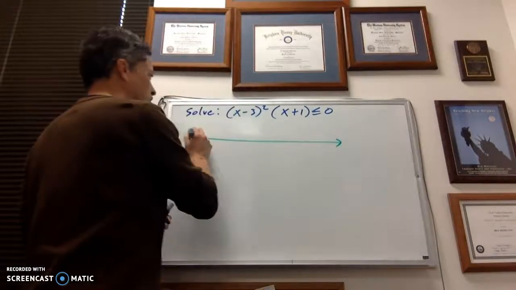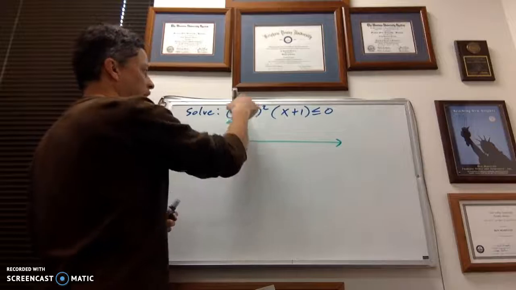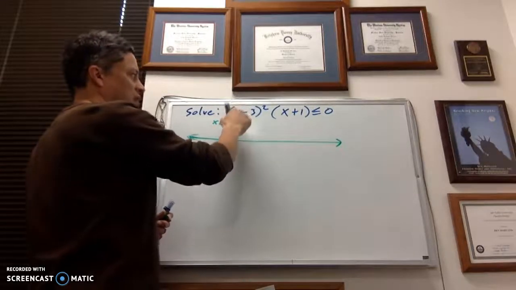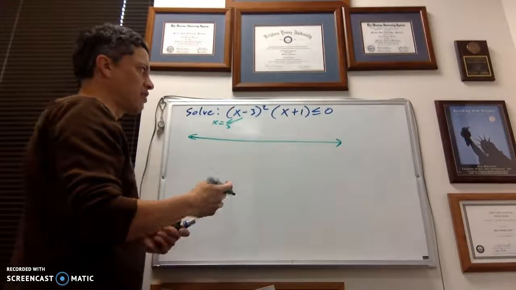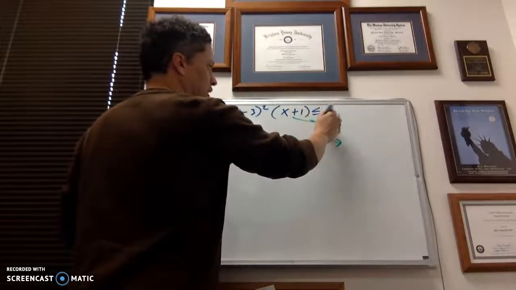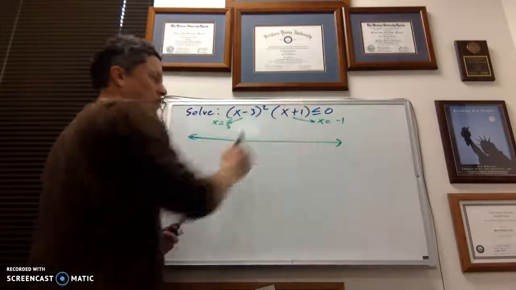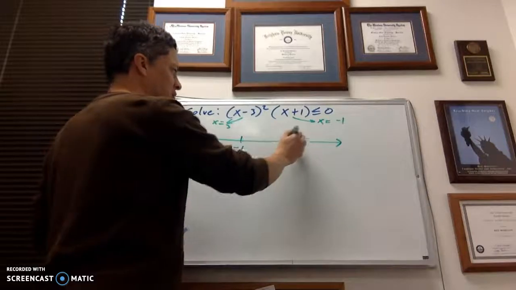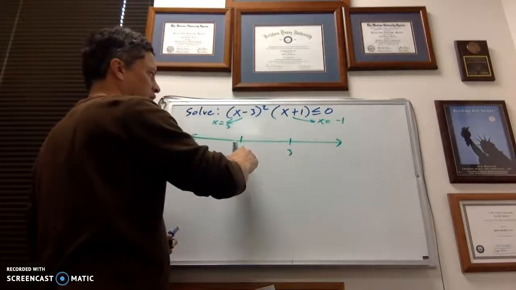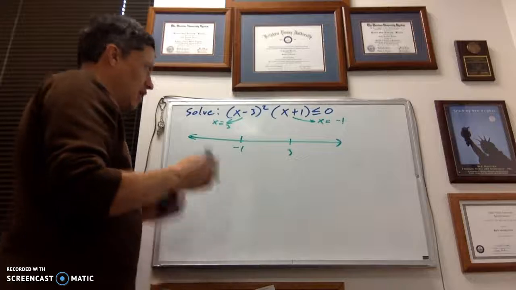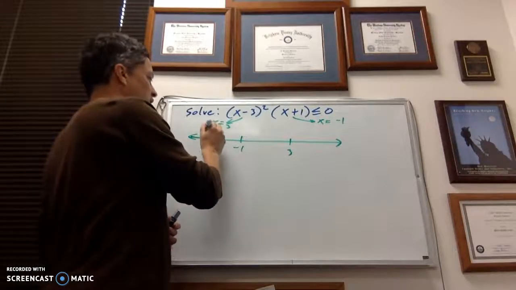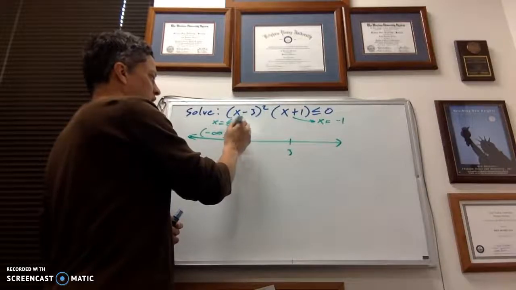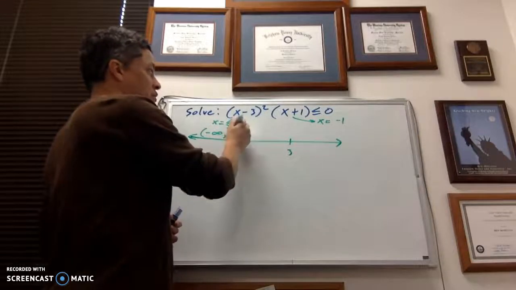So instead, let's figure out what makes each factor go to 0. If I plug in a 3 for that x, that's going to make that factor go to 0. And if I plug in a -1, it'll make the other factor go to 0. So going smallest to biggest, -1 over here and +3 over here, I'm going to write down 3 intervals. So from -infinity to -1 with a bracket.